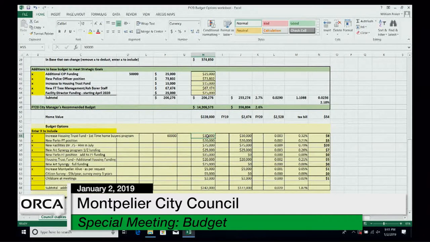Part-time. Okay, you know what? I will do that, though. Your interest counts. Right, if there's an X by it, it's counted. Part-time. No, I'm going to just put all the housing trust fund in one place.